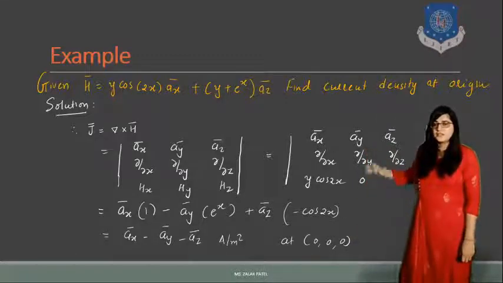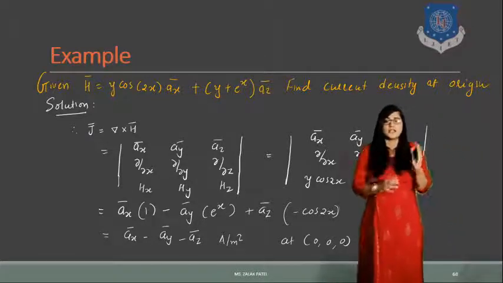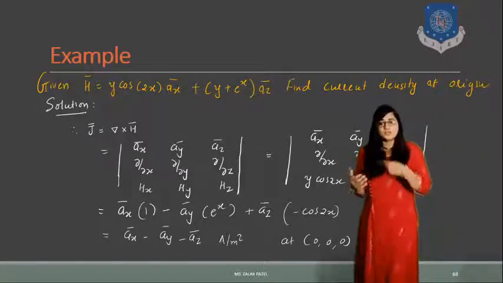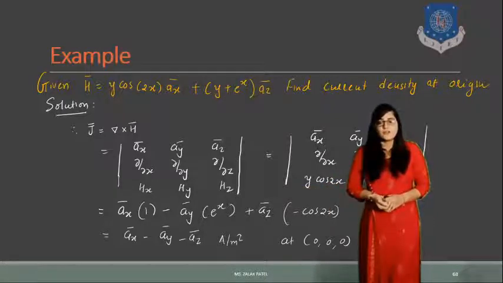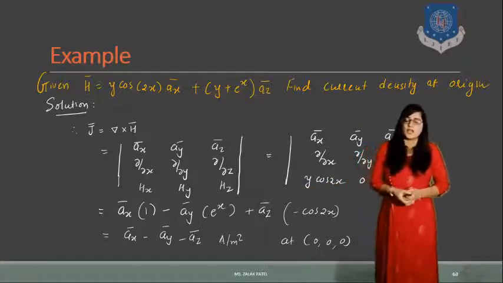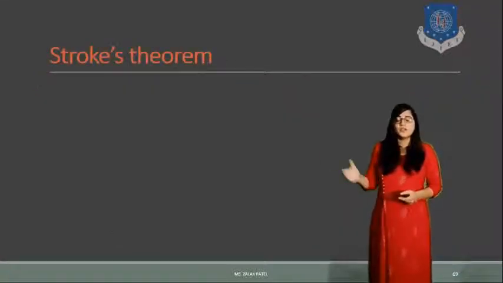Because we have to find this at 0, 0, 0, we have to put 0 in place of x, y and z. e raised to 0 is 1. That's why here our answer is 1, minus 1 and minus 1. This is the current density at origin. So this is an example related to it.